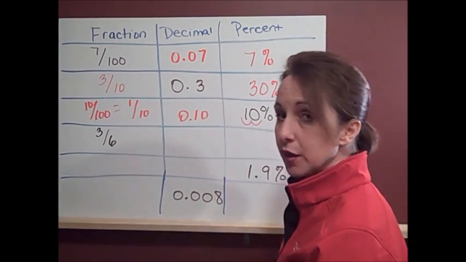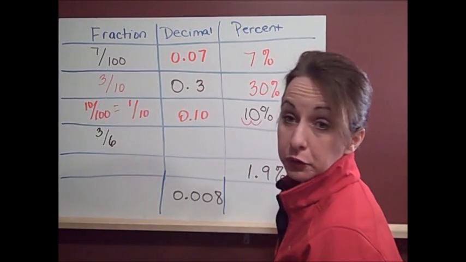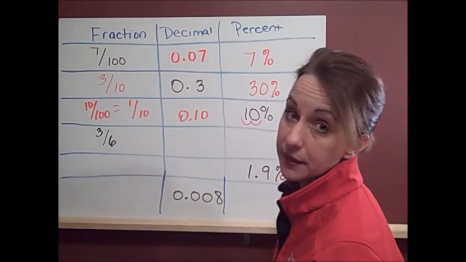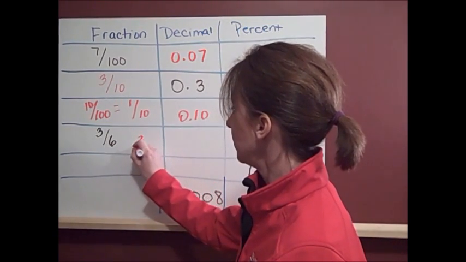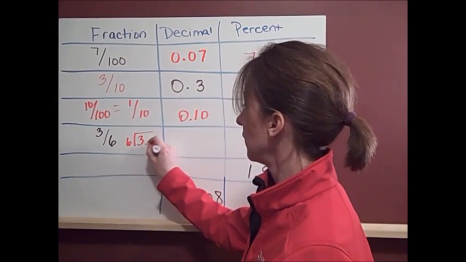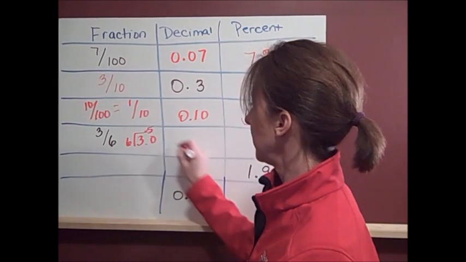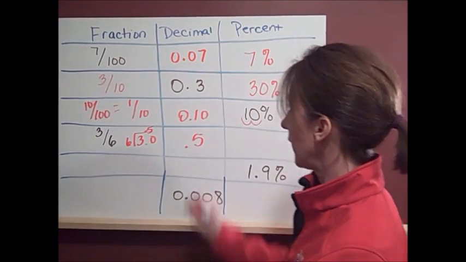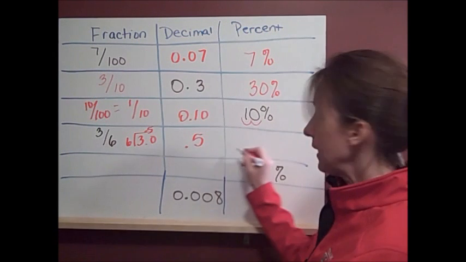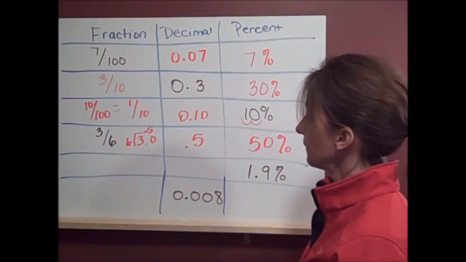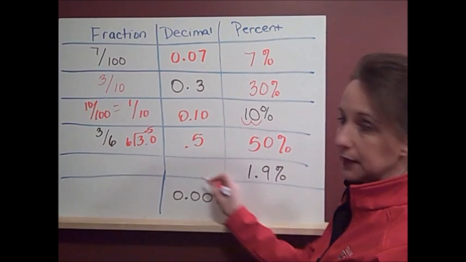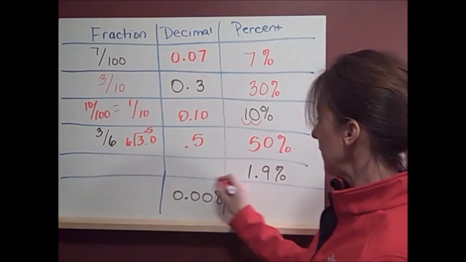3/6. I don't know a rule for 6. I could simplify it to 1/2, or I could divide it, and my decimal is 0.5. To the right, 50%. Percent to decimal, to the left.